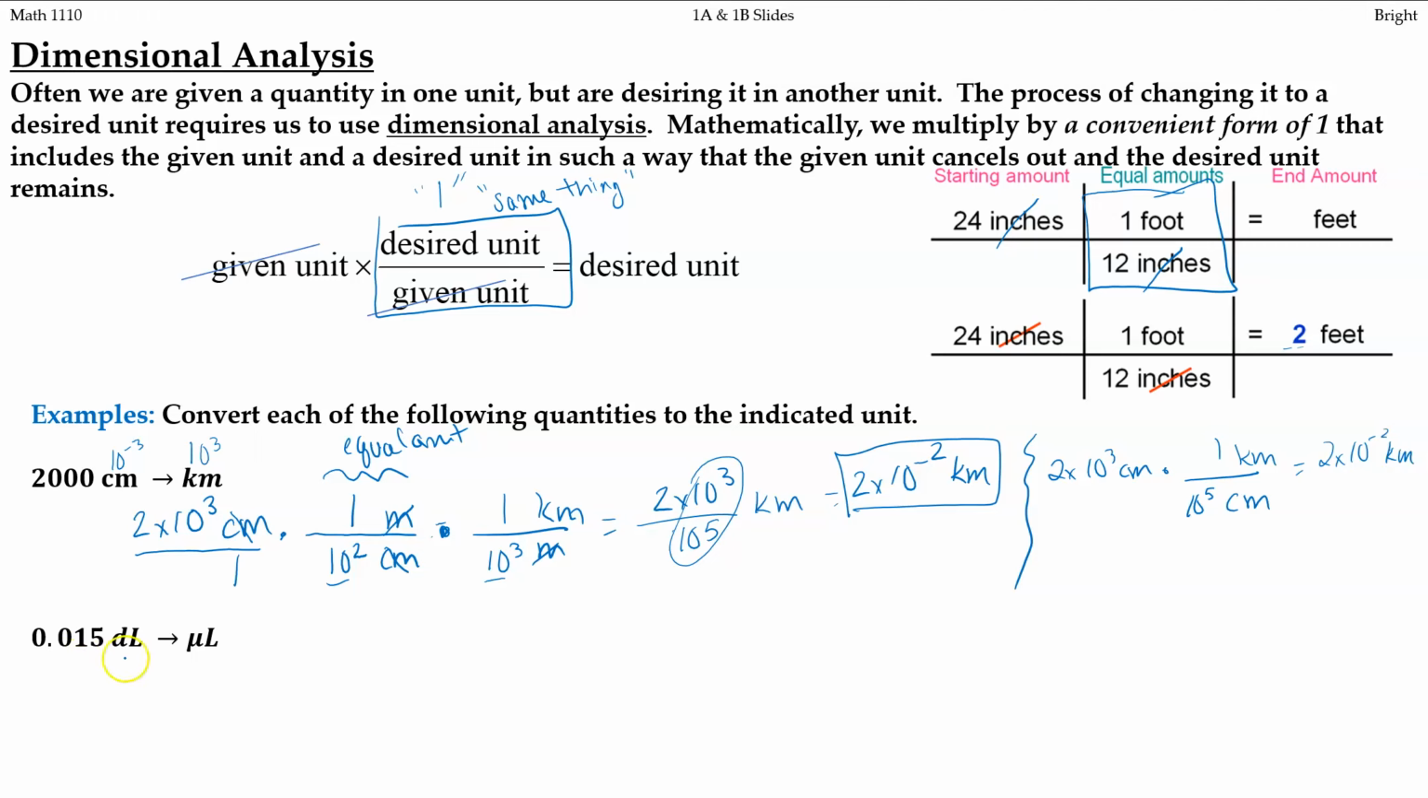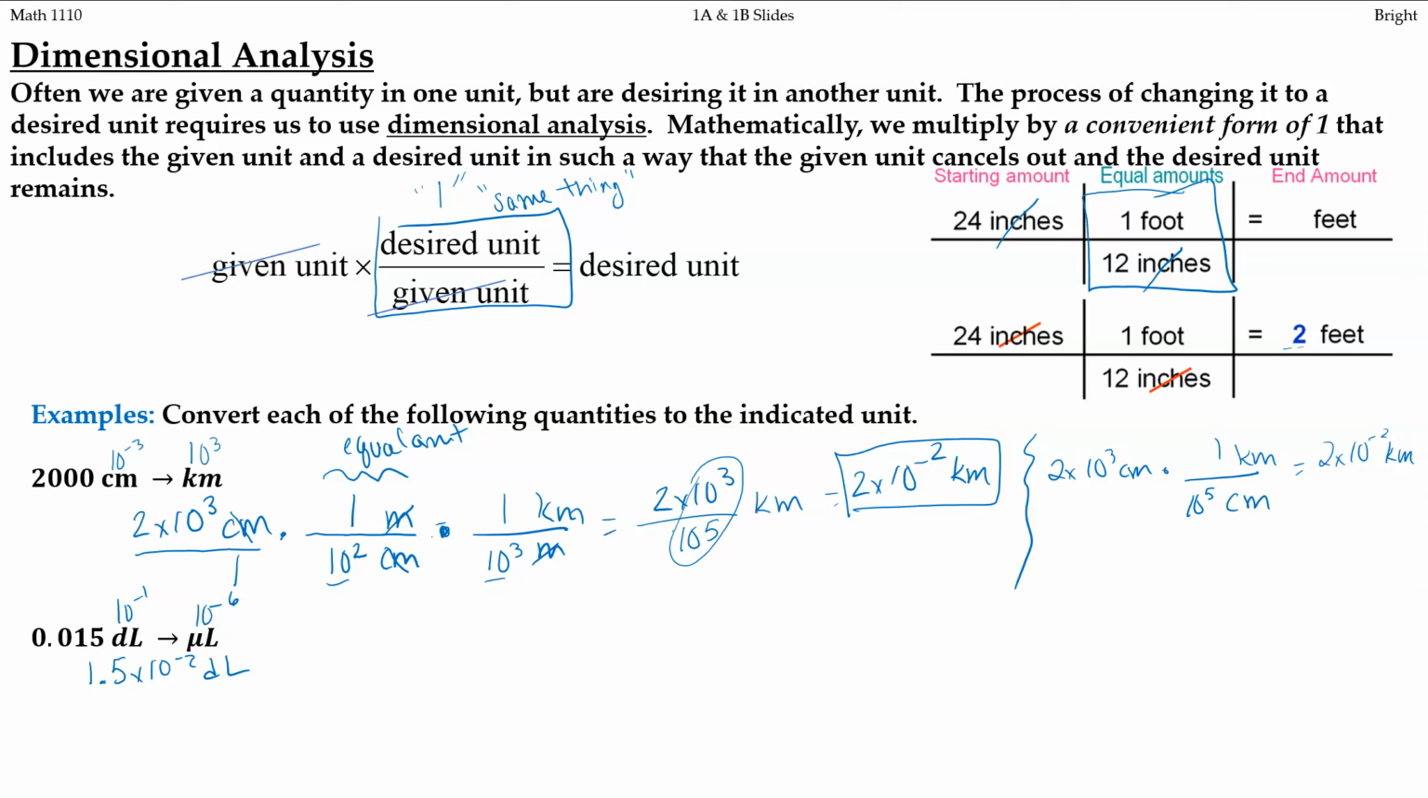Next, this one. Again, I like scientific notation. 1.5 times 10 to the minus 2 deciliters. Now I need to convert to microliters, and for some reason I always have to look up deciliters because we don't use it that often, but it is a unit that I'm asking you to know. This is at 10 to the minus 1, and this is at 10 to the minus 6. So deciliters to microliters.